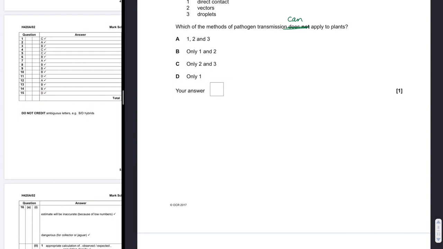1, 2, and 3. So direct contact between plants, vectors, and droplets. Now, I would say droplet transmission is something that affects organisms with respiratory systems, which are inhaling air, and thereby droplets contained in the air can then enter an organism that way, and the pathogens in the droplets can then cause infection. So I'm going to cross out droplet infection and say that 1 and 2 can apply to plants.